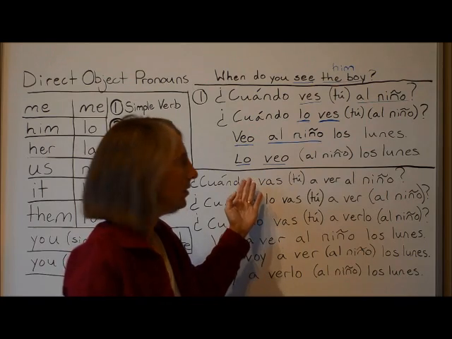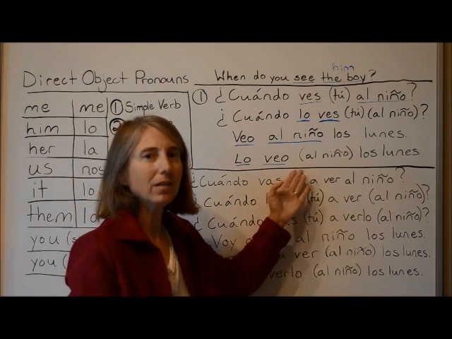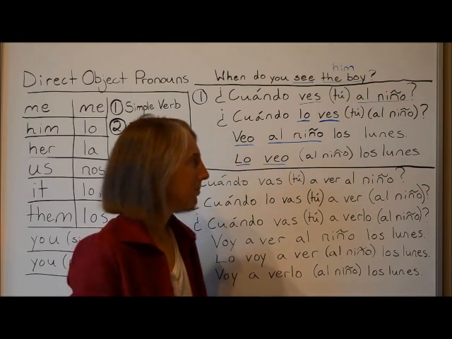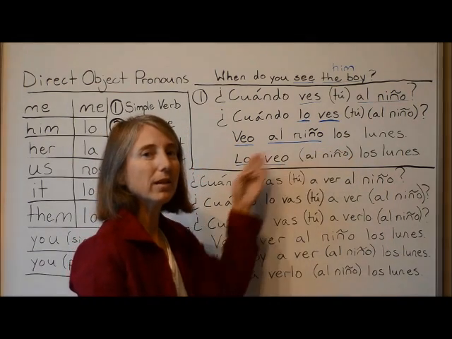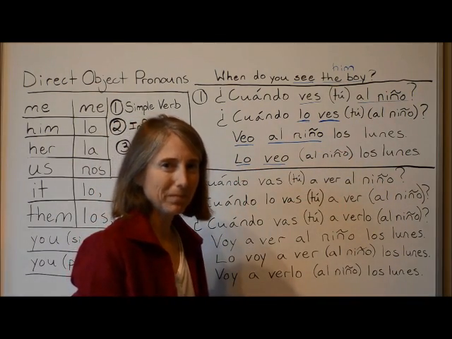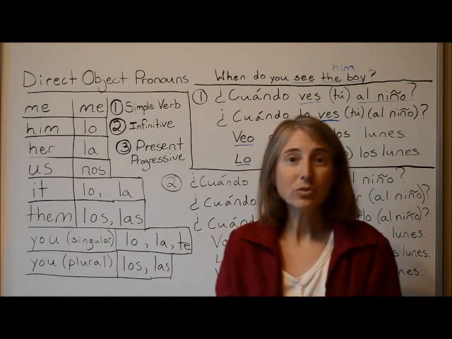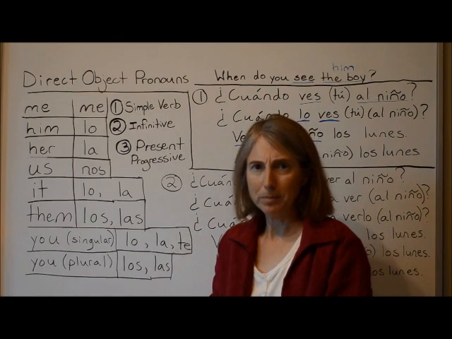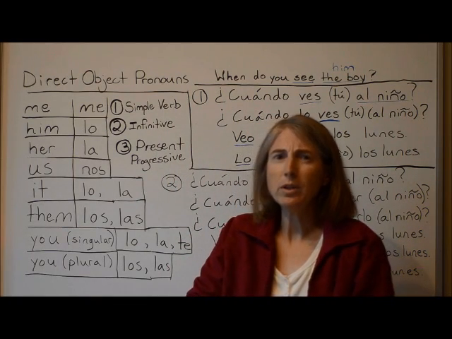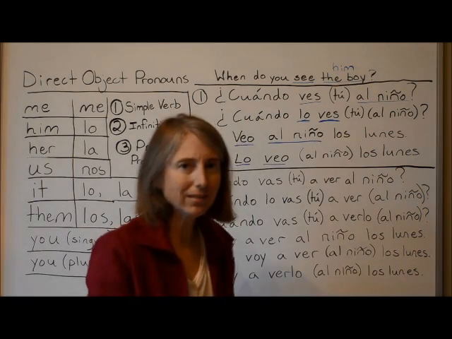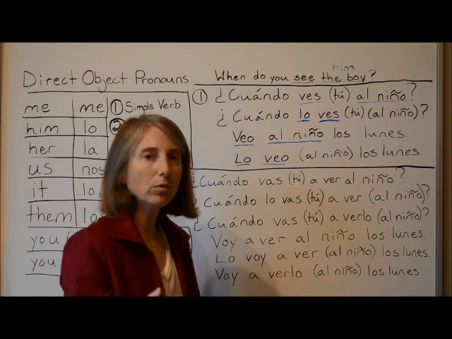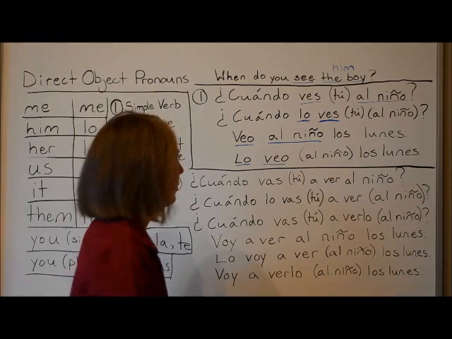So literally it means him, I see the boy on Mondays. And that would be okay. Or we can leave that out and just say, lo veo los lunes. Alright, so that's how we use direct object pronouns with a simple verb. Now if we wanted to negate these sentences and say, I don't see him on Mondays, we would just put a no in front of the sentence.